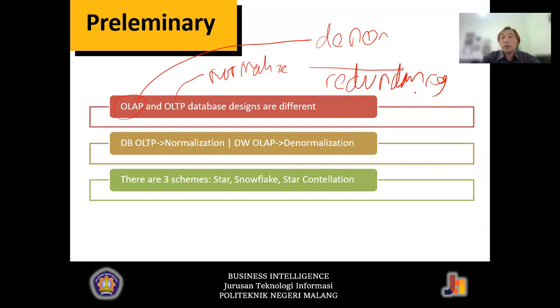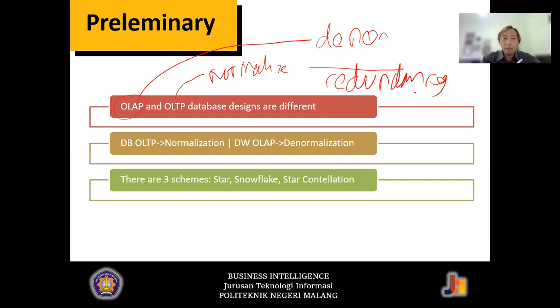Redundant stands for the word repeating, having the same data in a single table or in a single data. So basically, it is not allowed for you to have multiple similar data inside an OLTP because it will be confusing for the system to verify whether the data is correct or not.